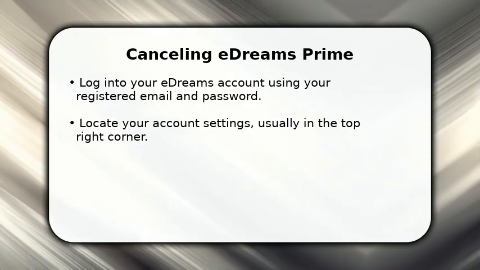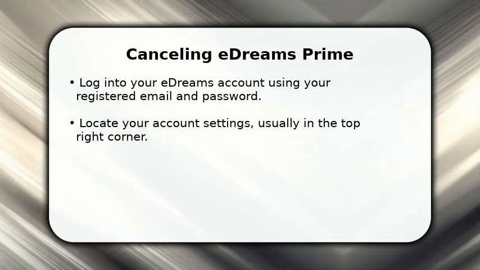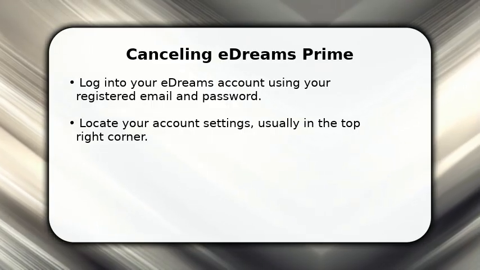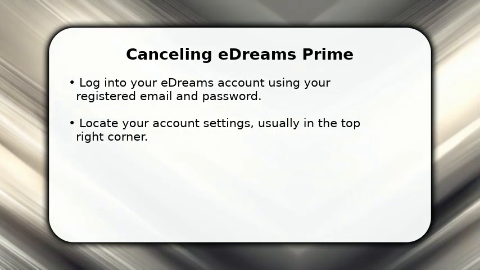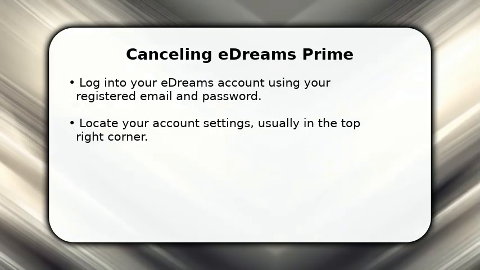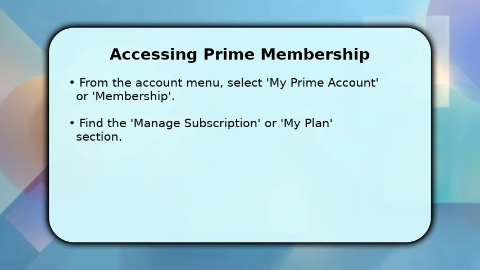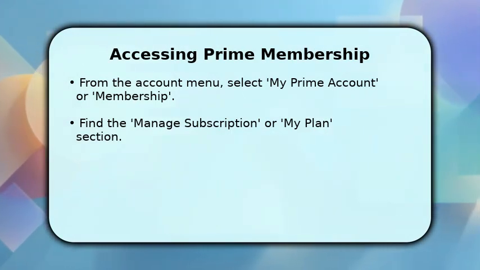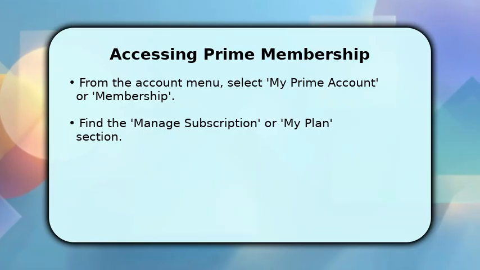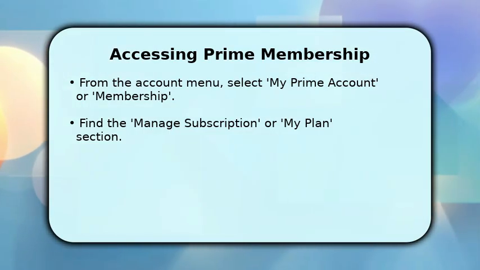This is typically found in the top right corner of the home page, often represented by a profile icon or your name. Clicking on this will reveal a drop-down menu with various options. Next, from the drop-down menu, you'll want to find and click on the option that says My Prime Account or Membership. This will take you to a dedicated page for your Prime subscription details.